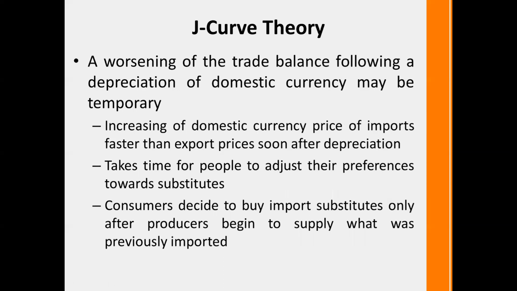So let's talk about that. The J-curve theory indicates that a worsening of the trade balance following the depreciation of the domestic currency can occur and it is temporary. So what is the meaning of worsening the trade balance? Now, as we all know, when the domestic currency depreciates, right, what is the main expectation?